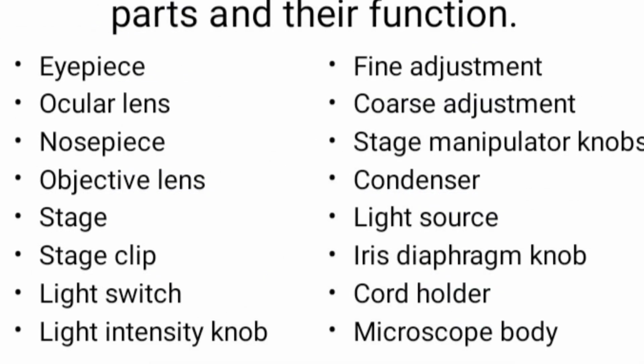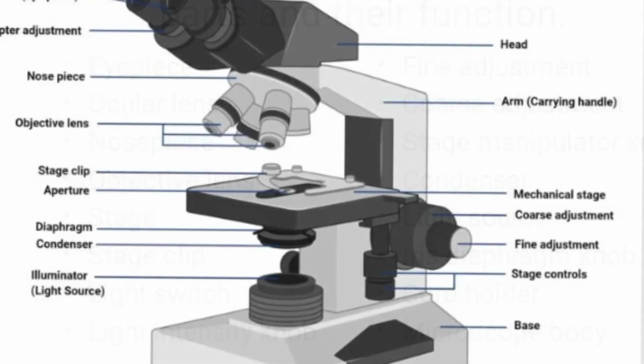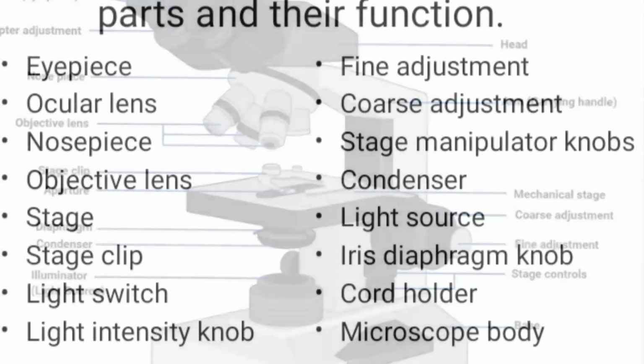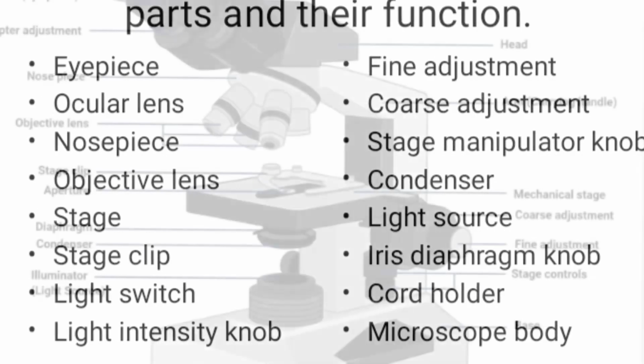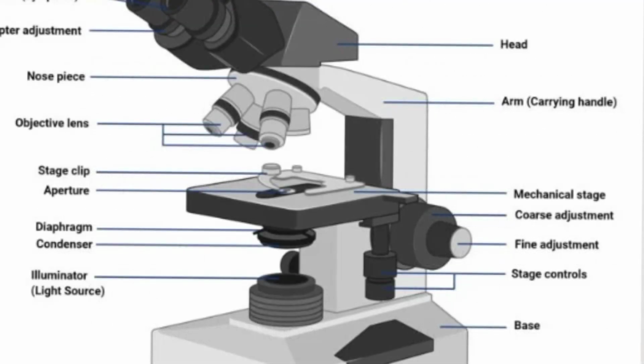Iris diaphragm. The iris diaphragm knob is located near the condenser. The iris diaphragm is an adjustable circular aperture located within the condenser. The knob controls the size of the aperture, regulating the amount of light that reaches the specimen. Adjusting the diaphragm helps achieve optimal contrast and resolution.